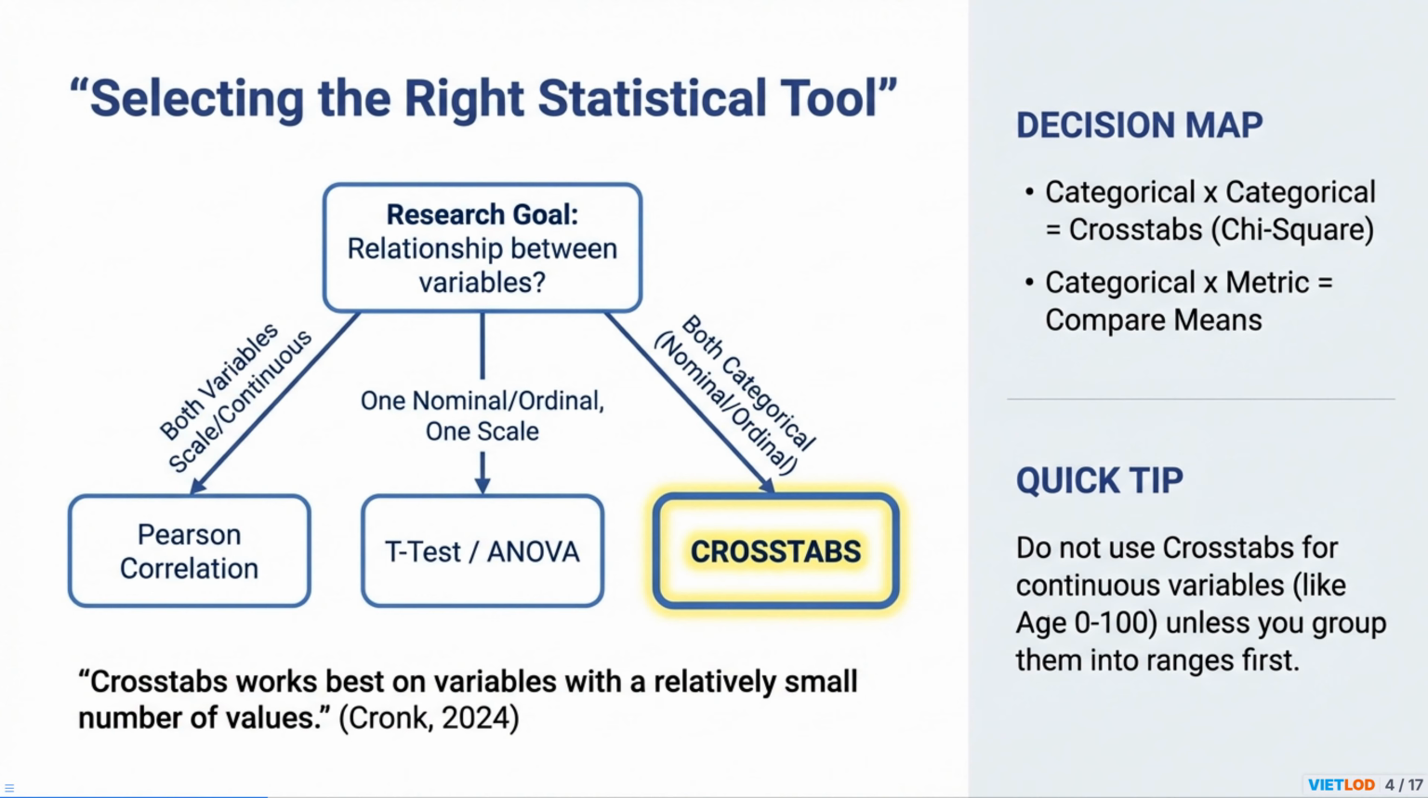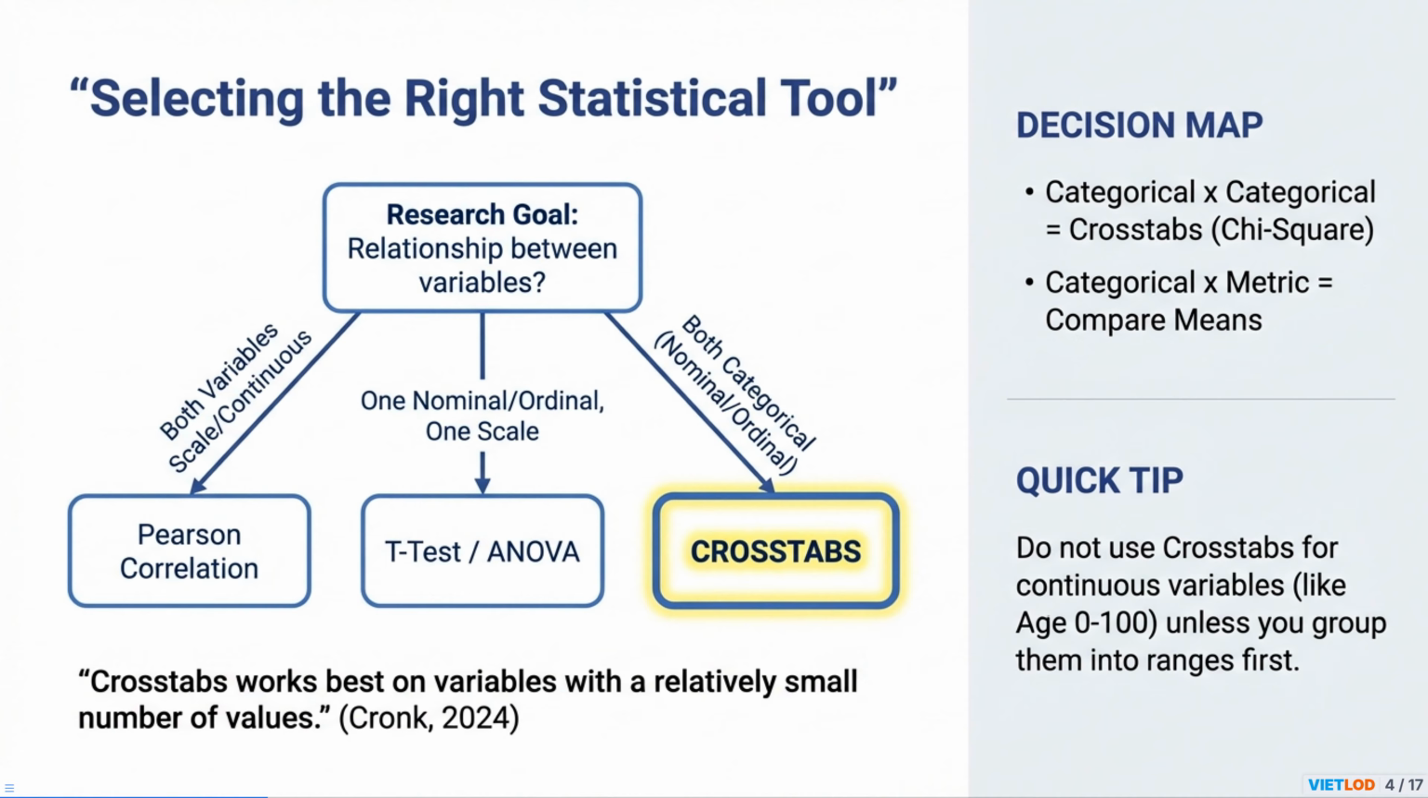The choice of statistical tool depends on the measurement level of your variables. The central question is about the relationship between variables. When you are examining the relationship between two categorical variables, such as income group (low, middle, high) and owns PDA (yes, no), the correct tool is Crosstabs, which uses the chi-square test.